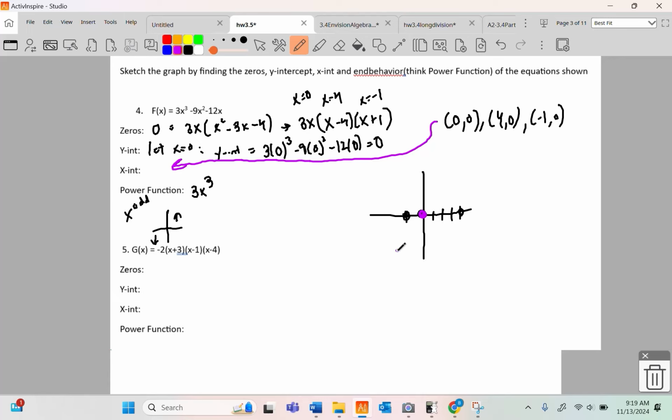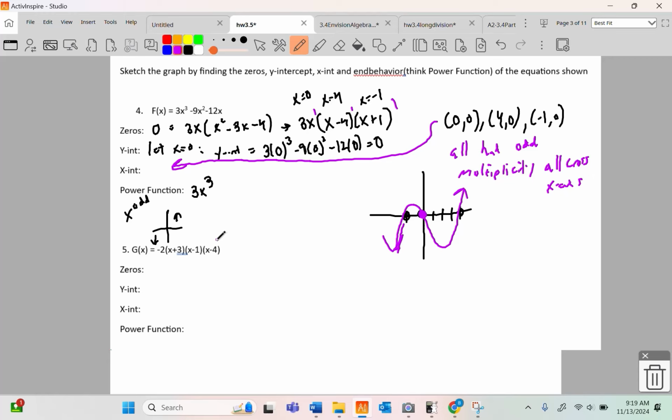But here's your rough graph. We start low. Think about your multiplicity. Every one of these zeros had odd multiplicity, so they all cross the x-axis. We're going to have to cross that 0, which means we're going to have to turn and come back down. I don't know when or where it's going to happen, but we're going to have to go back up and pass through. Both of these are odd multiplicities.